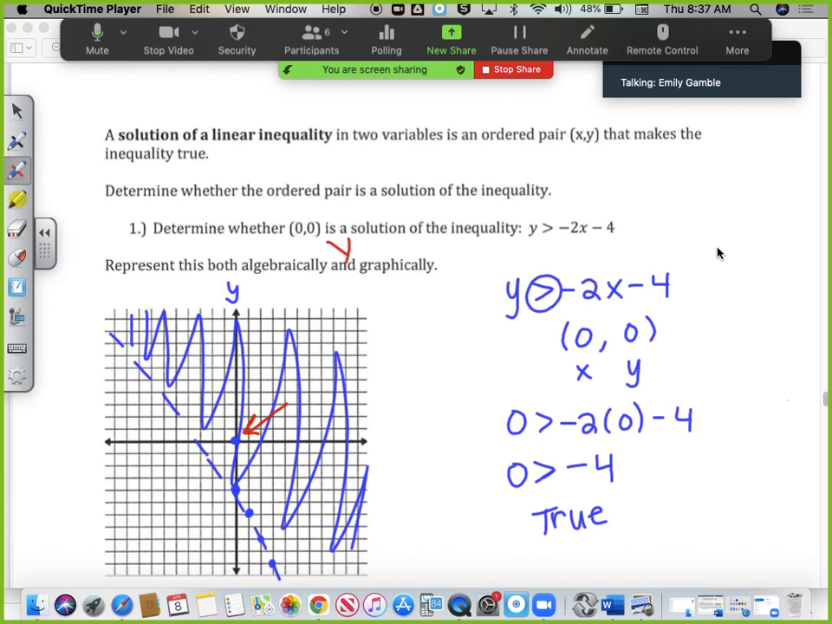So the answer would be yes, it is a solution because both things showed that it would be. Graphically, once we graphed the inequality, we saw that the 0, 0 point is in the solution region. Algebraically, which is actually a little bit easier and quicker, you just replace the point in and see if it's true or not.